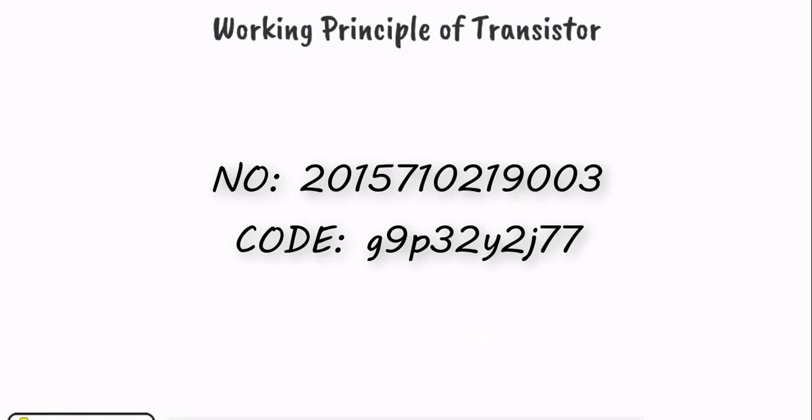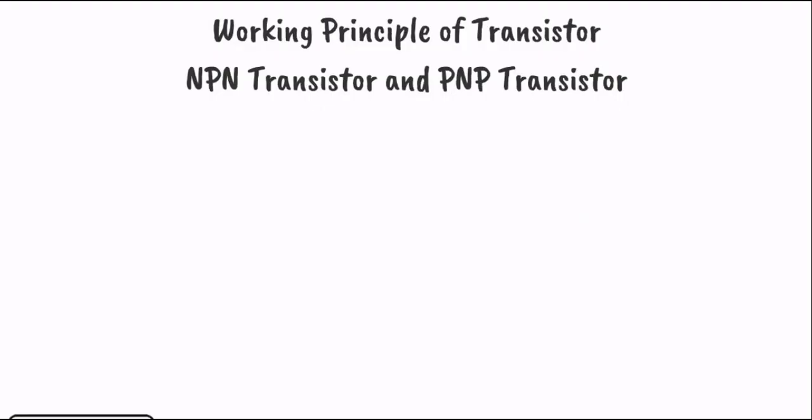We will explain the basic working principle of the bipolar junction transistor. Now, we will try to construct the semiconductor transistor. There are two types of semiconductor transistor: the NPN transistor and the PNP transistor. For better understanding, we will draw an NPN transistor.